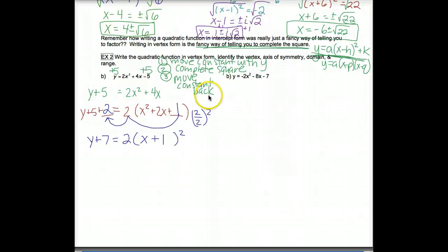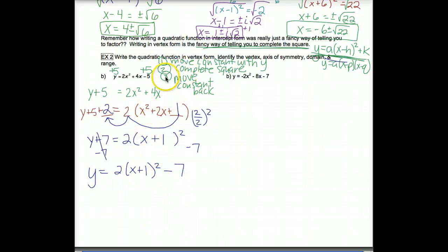We're not solving anything. We're just putting it in vertex form, which looks like this. So subtract the 7 back over. And we've got y equals, these cancel, 2 times (x plus 1) squared minus 7. So that's our vertex form.